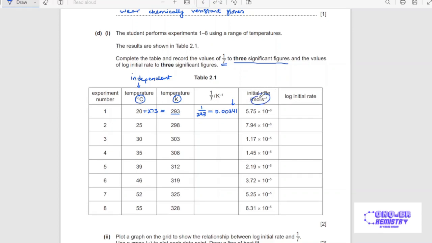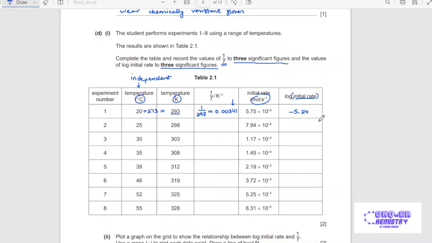All right. And now what we need to do is take the initial rate and input it into the log function, right? This is the log button on your calculator, log to the base of 10. So that's what I'm going to do. Log to the base of 10 of 5.75 times 10 to the power minus 6 gives me minus 5.24. All right, again, to 3 significant figures. I have to make sure that I round these off correctly.